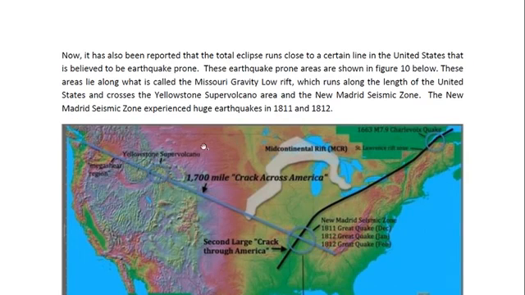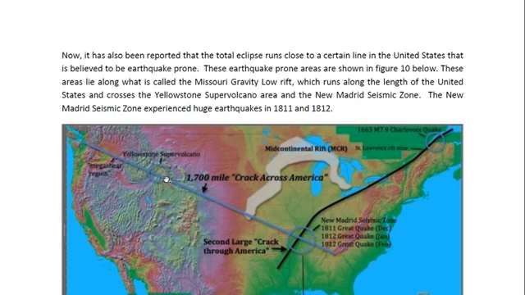Now, the other thing that has been reported on is that this eclipse will move along a line which almost coincides with this rift, which is called the Missouri Gravity Low Rift. And this crack in the Earth runs across where the Yellowstone supervolcano is, and also where the New Madrid seismic zone is. And there were some really huge earthquakes in 1811 and 1812 in that region. And of course, we know how dangerous the Yellowstone supervolcano is.